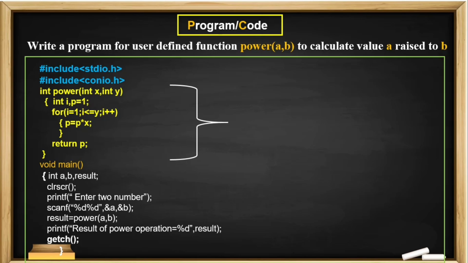The user-defined function is declared before the main function, which is written with proper syntax. It calculates the power of a number using a for loop and returns the resultant value, which is stored in the result variable in the main program. The result value is displayed in the main function.